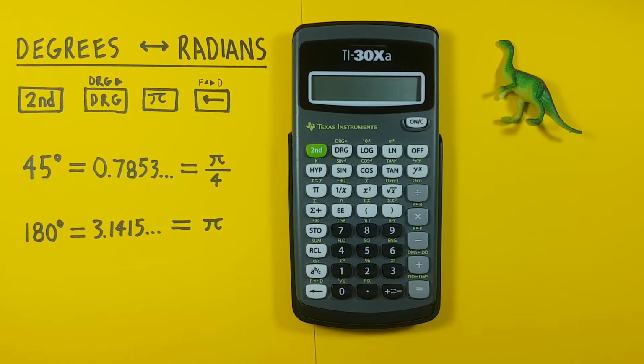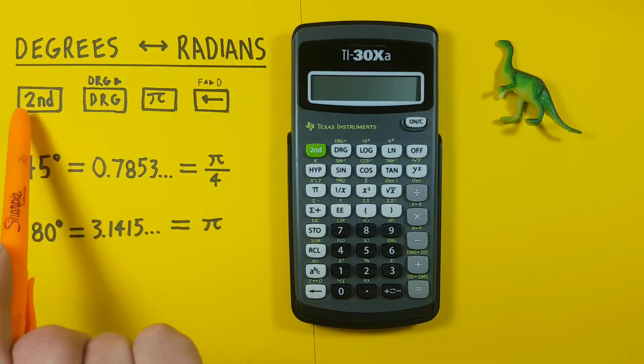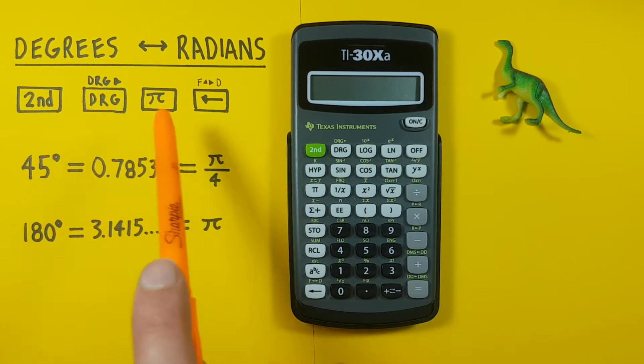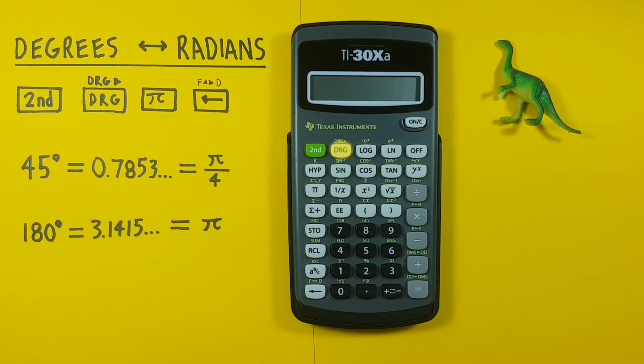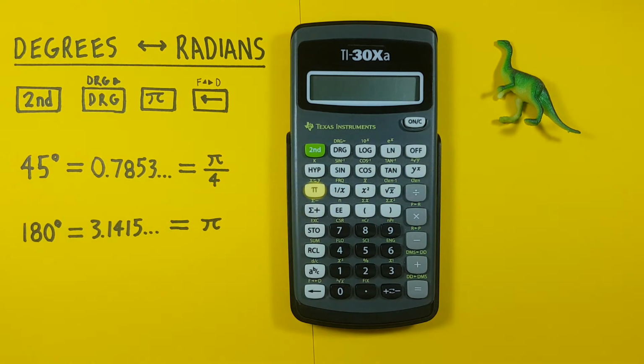I'm Rick, and in this video we're going to have a look at how we can convert between degrees and radians on the Texas Instruments TI-30Xa Calculator. To do this, we'll use the second function key that looks like this, located here, the DRG or Degrees, Radians, Gradients key that looks like this, located here, the pi key that looks like this, located here, and the back key with the second function of conversion or fraction to decimals that looks like this, located here.